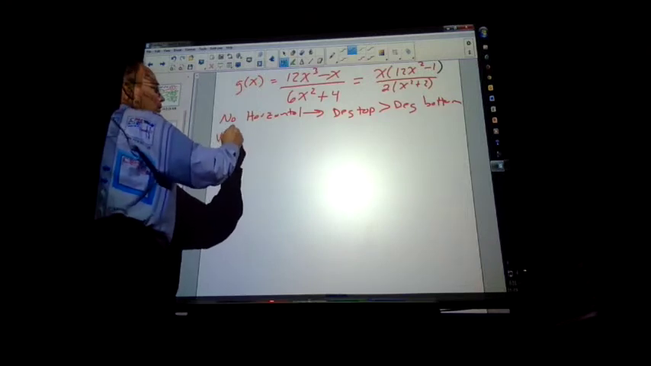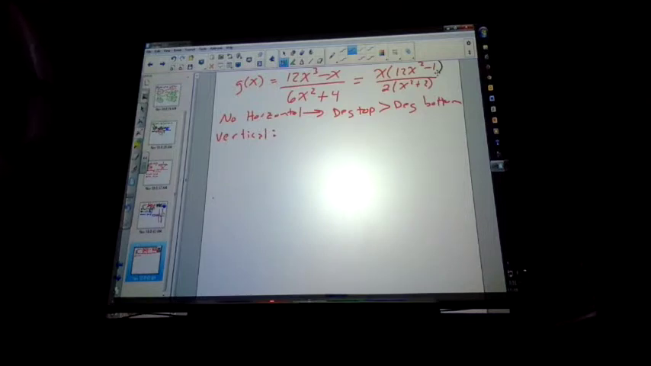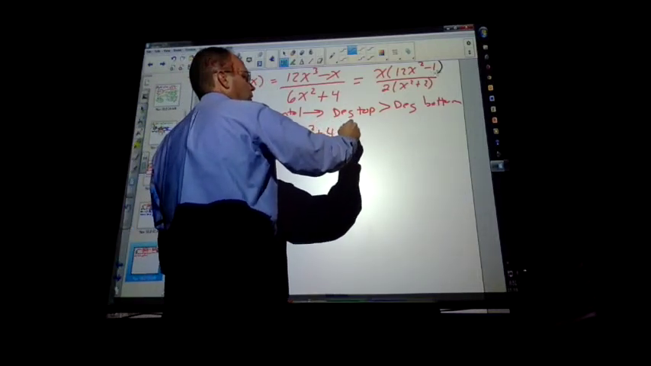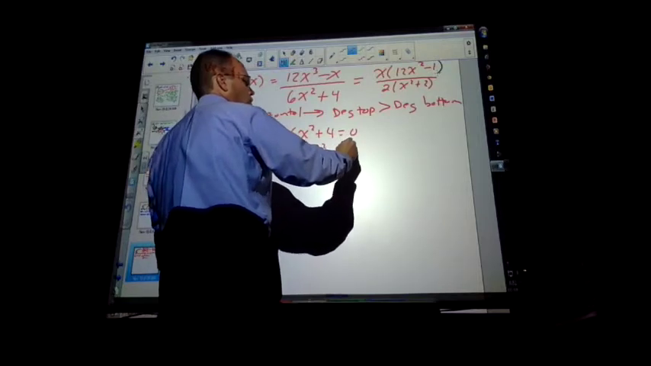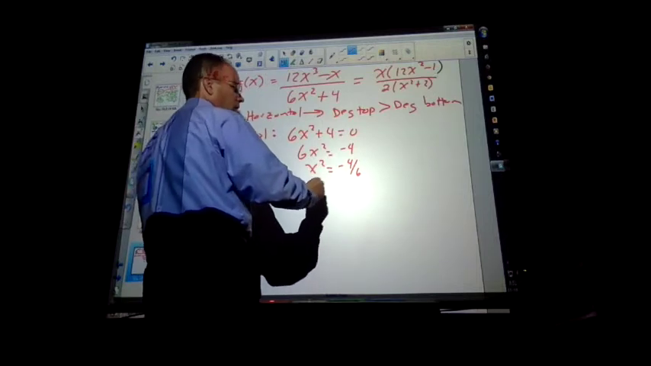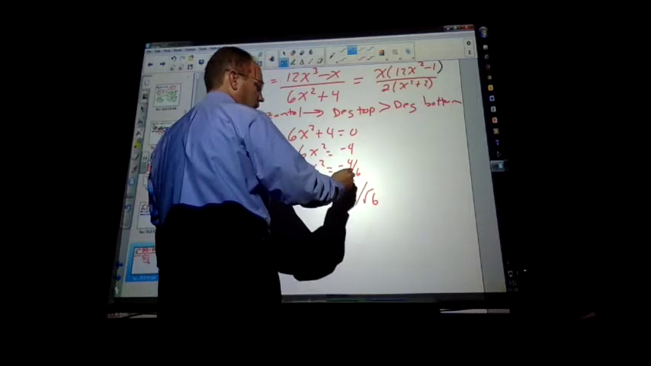Vertical asymptote? What's going to make the denominator equal to 0? How do we know? How do we find it? Plug it in? Nope. How do I find where the denominator is equal to 0? Set it equal to 0. So I'm going to get 6x squared plus 4 equals 0. I'm going to subtract 4. X squared equals negative 4 over 6. So x is equal to plus or minus 2i over root 6.